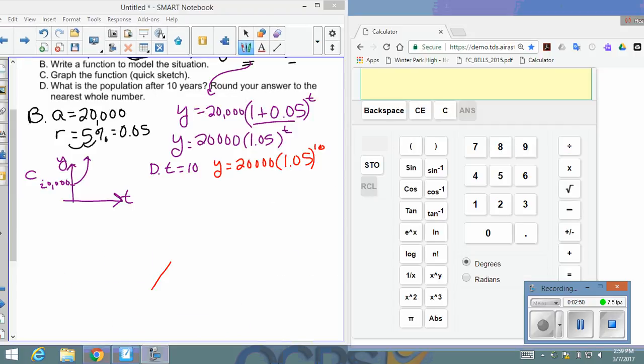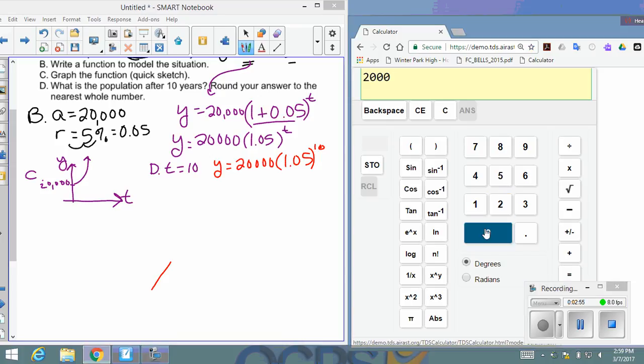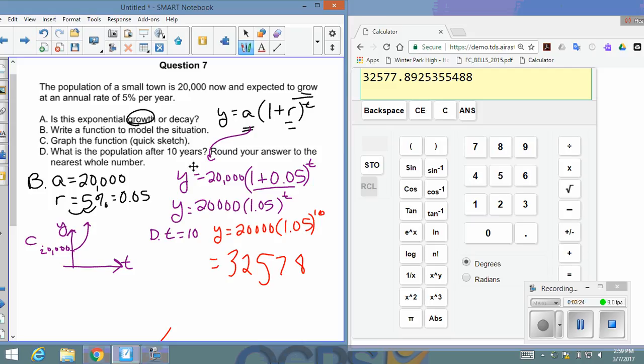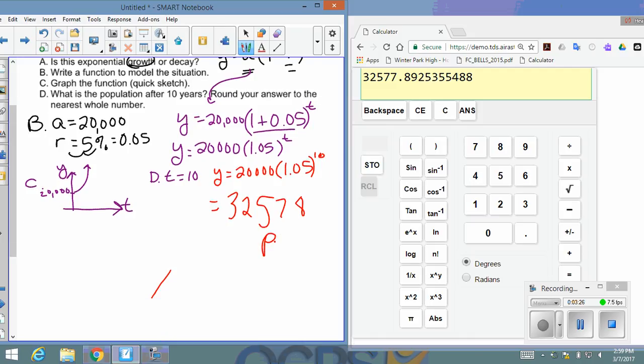Okay, so once I have my calculator, I'm just going to plug this in exactly as I see it. So 20,000 times 1.05 to the, so the x to the y, that's how we do the exponent, 10 equals. I was told to round to the nearest whole number, which is the 7. So I look to the right, the 8 tells us to round up. So my answer here is going to be 32,578. And we are talking in a small town, so this would be people.